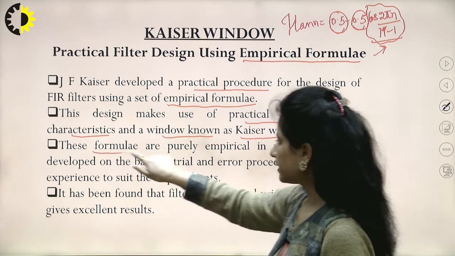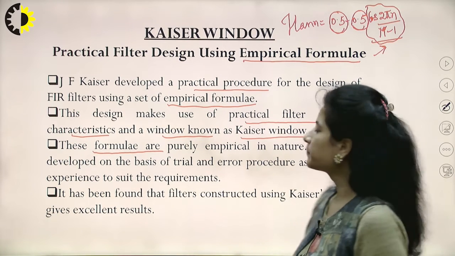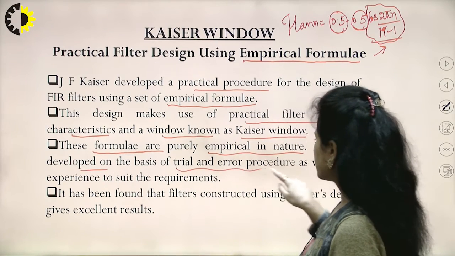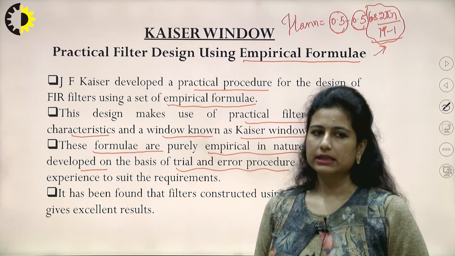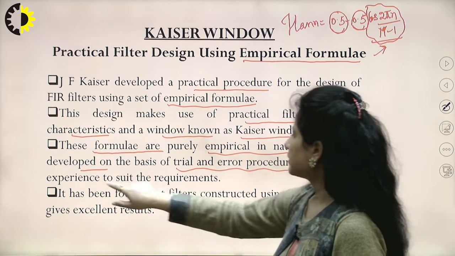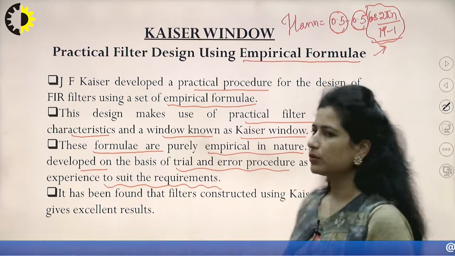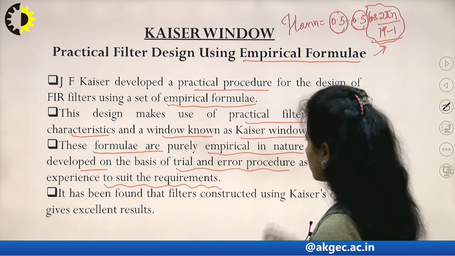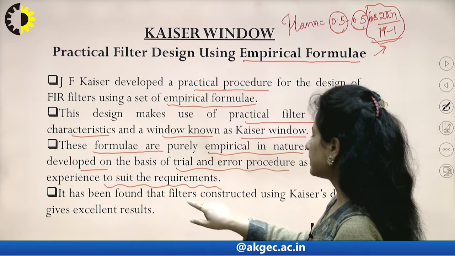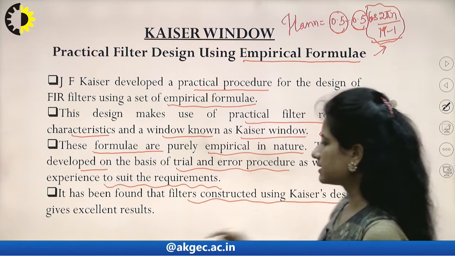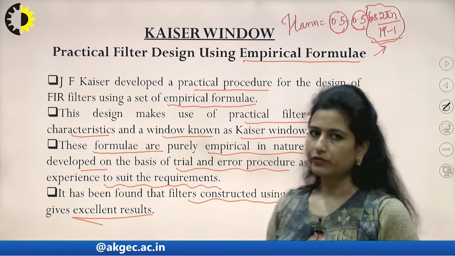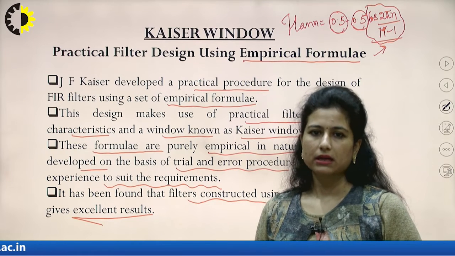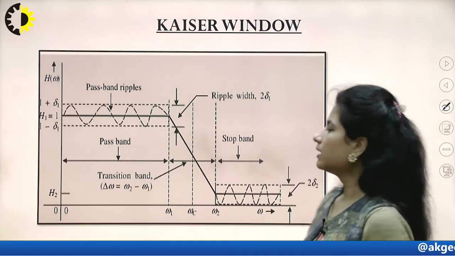So these formulae that we'll be seeing which are used in this Kaiser window are empirical in nature and depend upon the trial and error procedure which has been done and performed previously in the laboratory, and it is based upon the experience which suits the requirement of the particular application for which we are designing the FIR filter. So what we see is that using this empirical formula for the designing, the filters that we are constructing using this Kaiser design give me excellent results. If we compare all other windows with the Kaiser window, the Kaiser window would be considered the best form of designing for FIR responses.